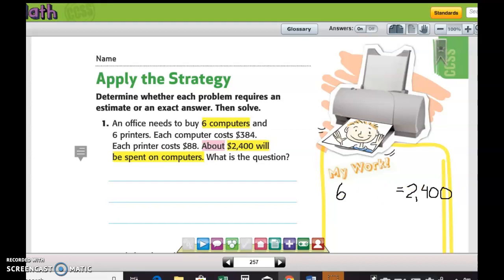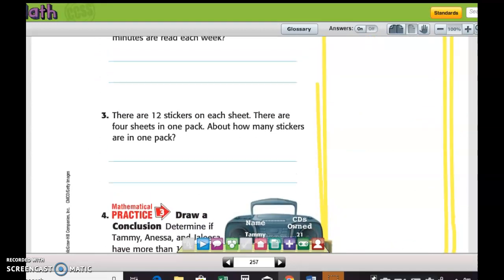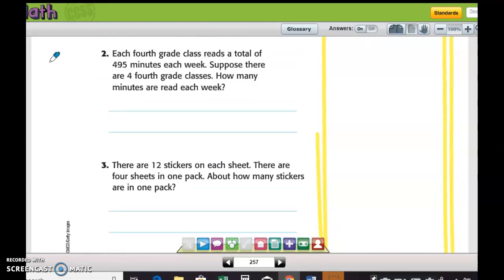But what you need to figure out is what you're doing with 6 and 2,400, what you're doing to get to this answer. So that is something that we haven't done yet, and that's basically what they're looking for with number 1. And then it's nice because 2 and 3 are back to regular problems like what we've been doing all along.